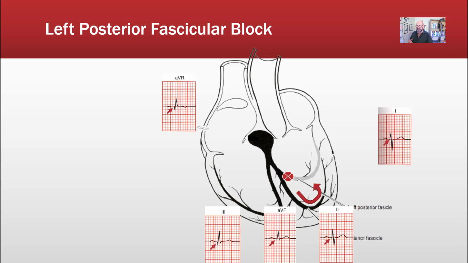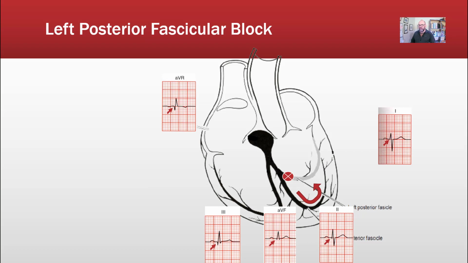The depolarization sequence associated with a posterior fascicular block is going to initiate the depolarization of the anterior and lateral walls unopposed. And it's going to result in a small and an early negative wave for the inferior leads. In other words, you're going to see a non-pathological Q wave in leads such as 2, 3, and AVF.